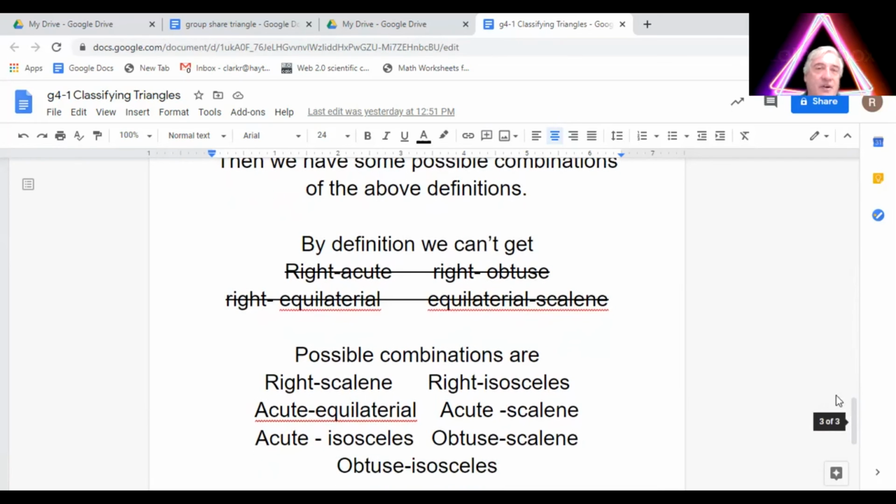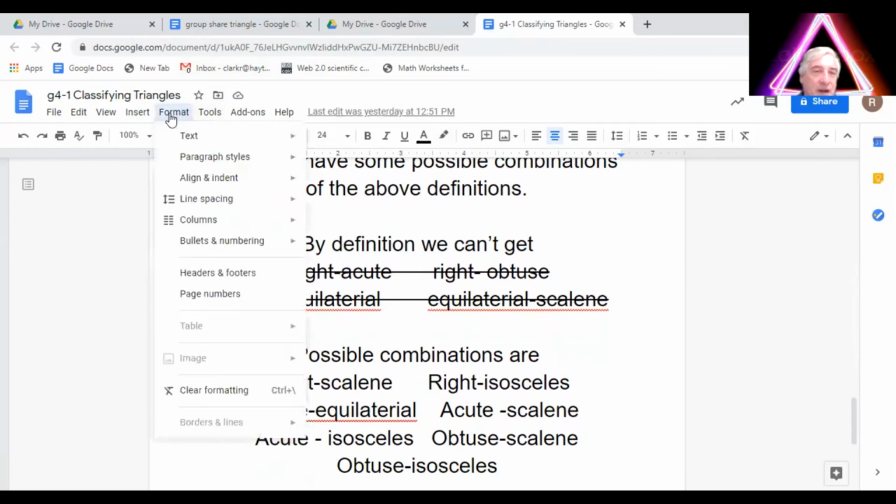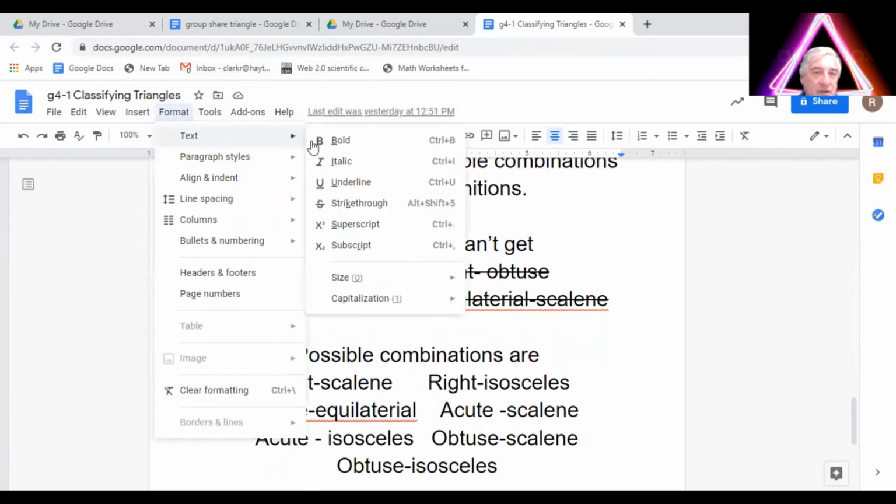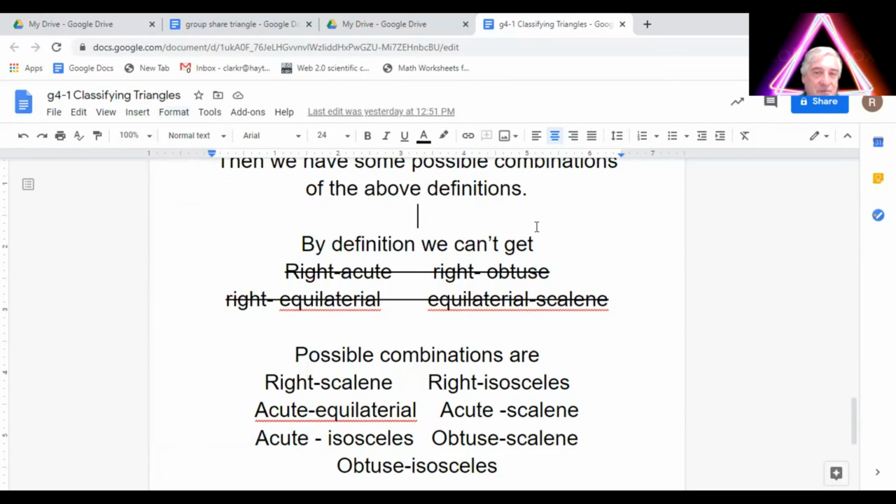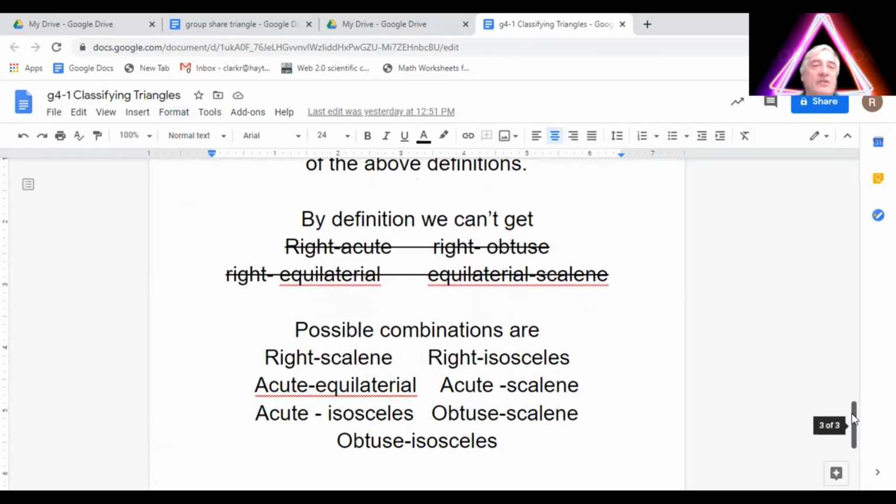Oh, you want to know how to cross out and strike through? You go up here to format, you go to text, and there it is, strike through. I don't know why you'd use it, but there it is. Please don't do that on a test because I'm going to grade what you strike through anyhow.